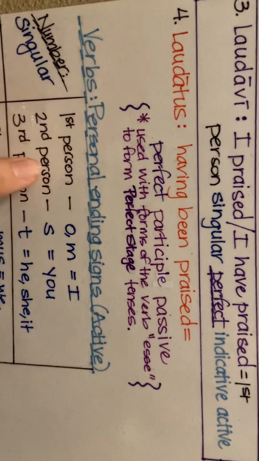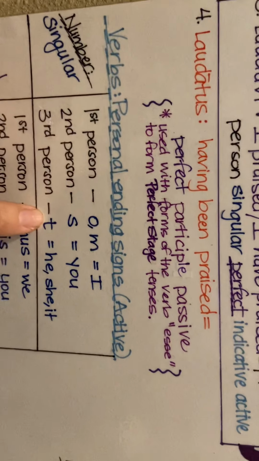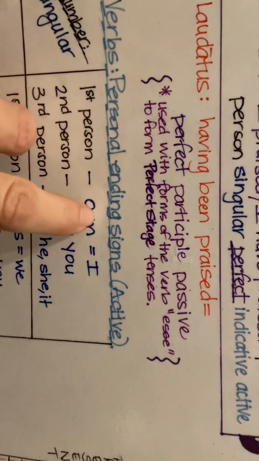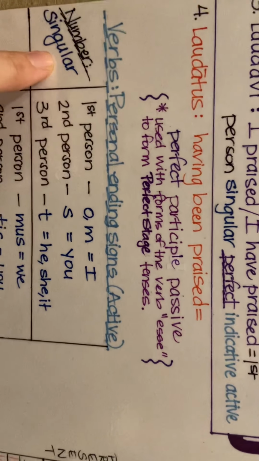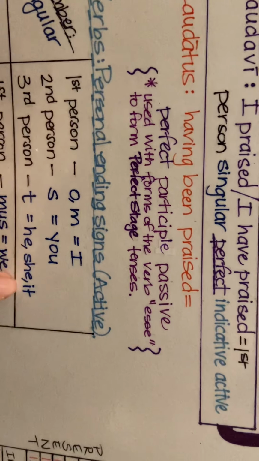Or an -s would be a second person, meaning you. Okay, third person, singular, is a -t ending: he, she, or it. You'll notice you will only have one of these. So these are singular letters that tell us these are singular endings. And it's I, you singular, meaning one person, or he, she, it.